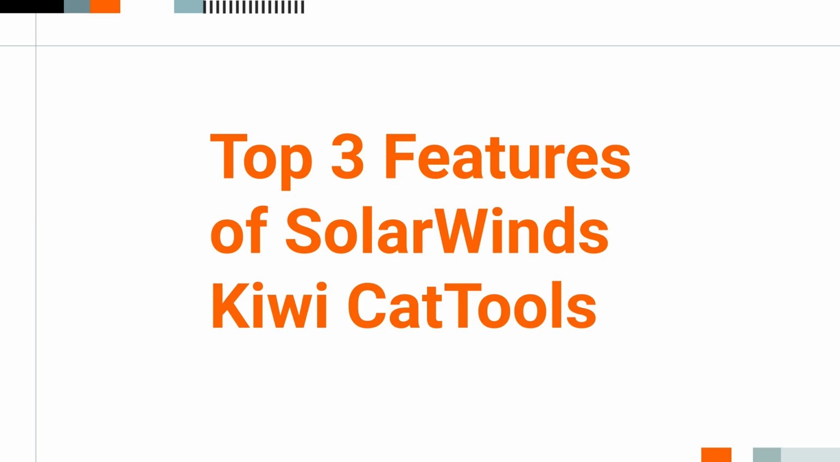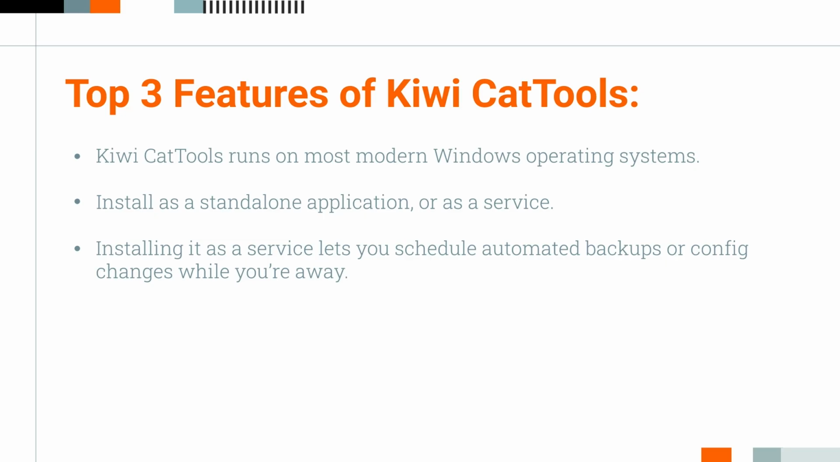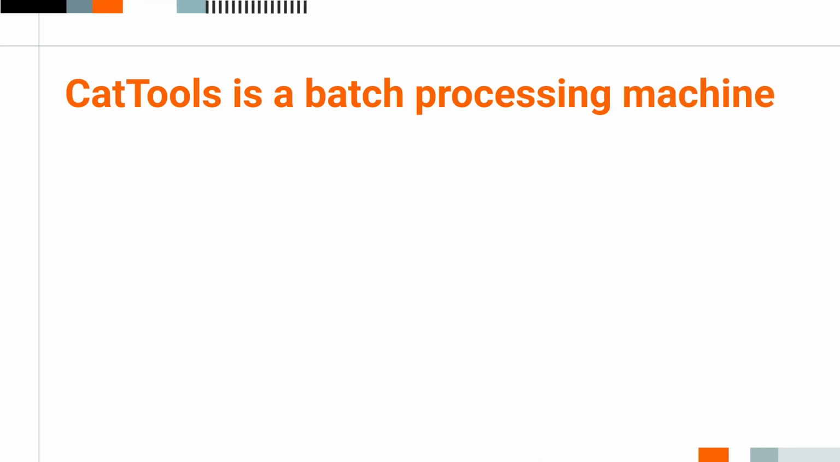Today I'd like to walk you through the top 3 features of SolarWinds Kiwi CatTools. Kiwi CatTools runs on most modern Windows operating systems. You can install it as a standalone application or as a service. Installing it as a service grants you the ability to schedule automated backups or config changes while you're away from your computer.